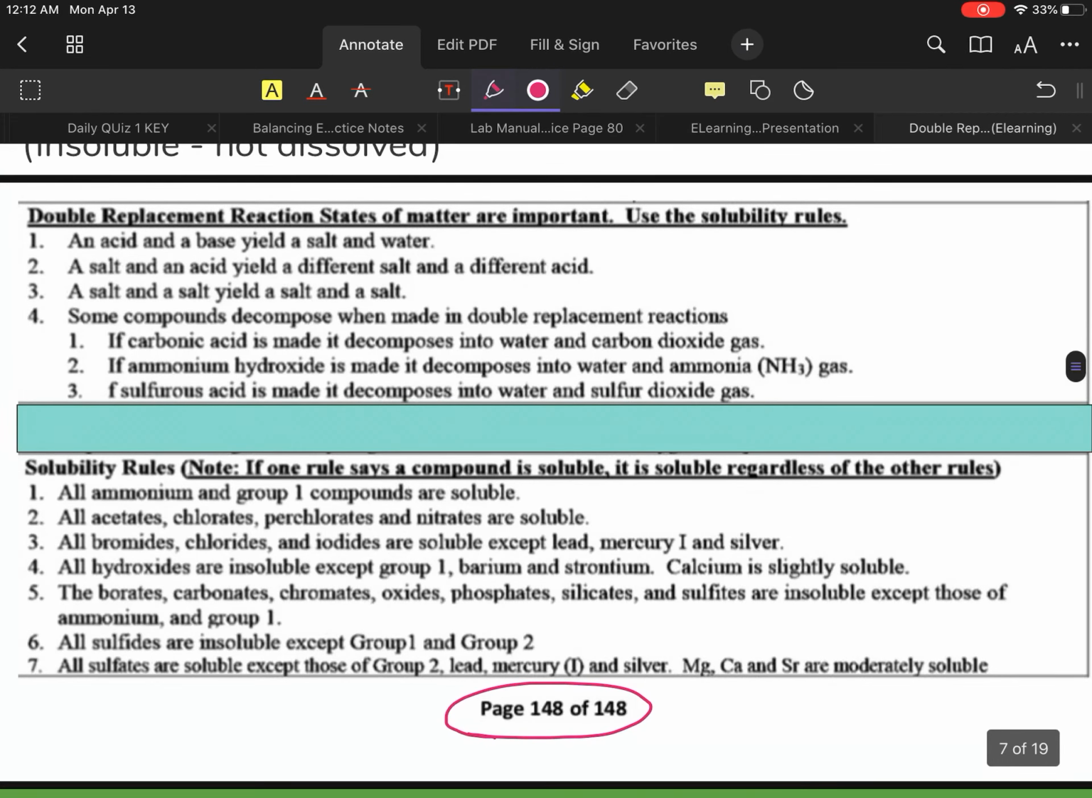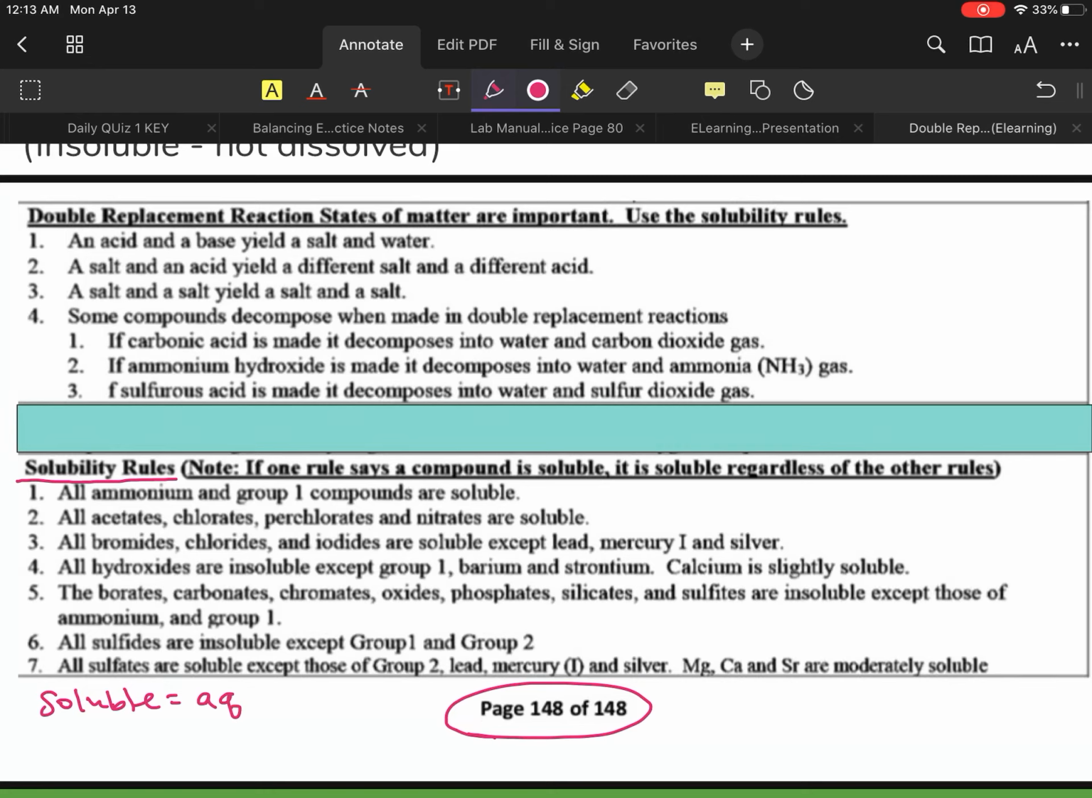We are going to be using this page in your lab manual. If you need to find that, you can pause the video and find that page in your lab manual. We're down at the very bottom of the page. So we have some rules for how we can predict our products for our double replacement reactions. And then we have some solubility rules that can tell us if a precipitate is going to form or not.